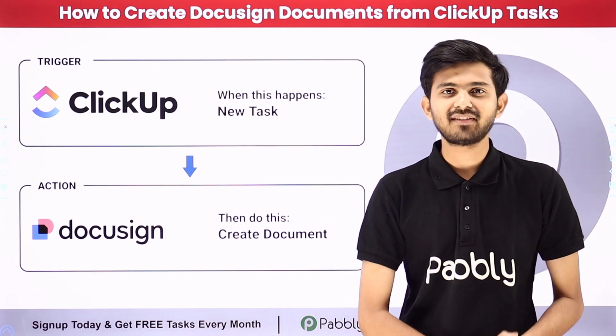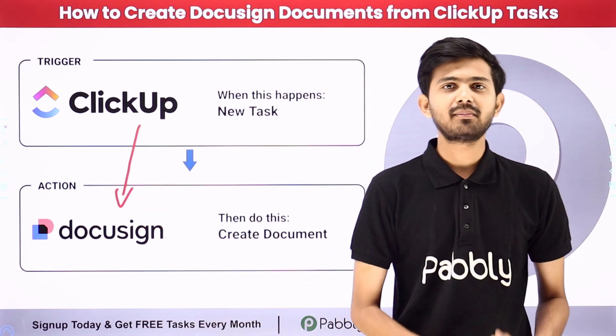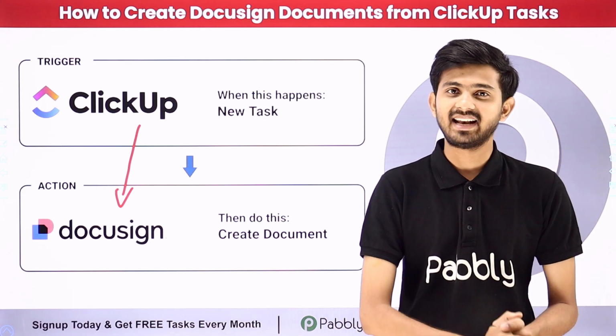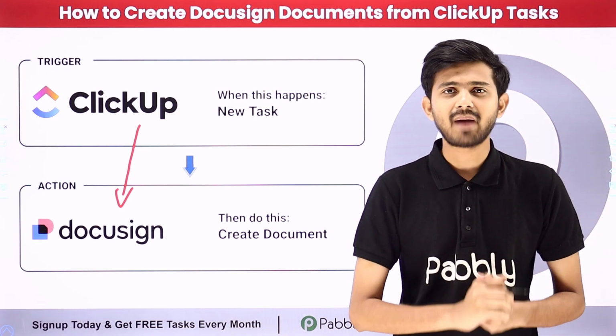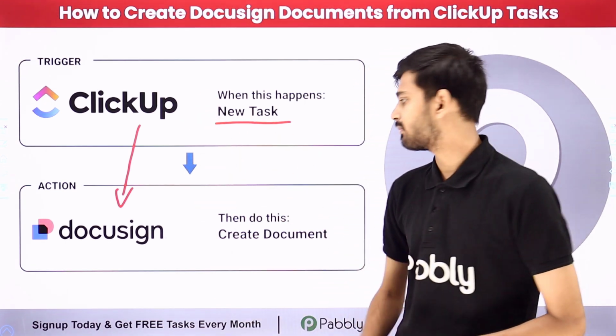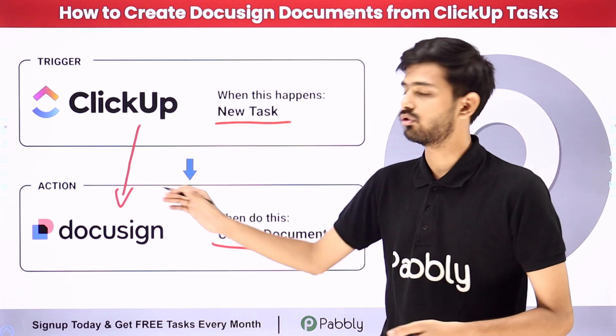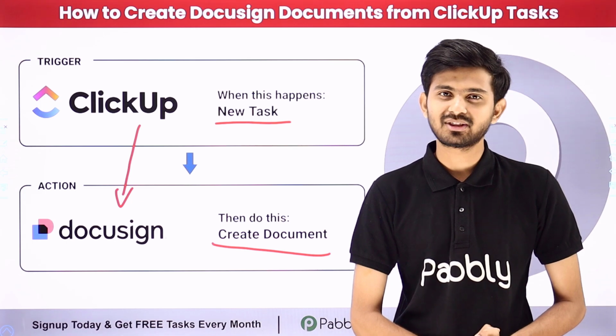So for my objective, I have to build a connection between ClickUp and Docusign. For building this connection, I'm going to use Pabbly Connect, which is an amazing software for automation and integration. Now with Pabbly Connect, as I receive a new task from ClickUp, automatically I'm going to create a new document by using Docusign. So how am I going to build this connection? For that, let me take you to my computer screen.